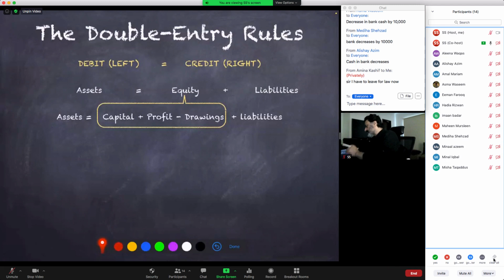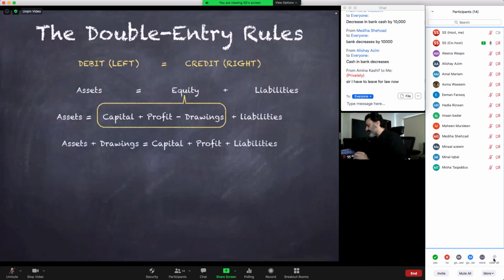So that means we can now write this equation like this. And in this equation, we see a negative element over here, negative drawings. So what we are going to do is eliminate all these negative elements. And how do we eliminate the negative elements? We are going to take it to the other side, right? So the equation will eventually become assets plus drawings equals capital plus profit plus liabilities.